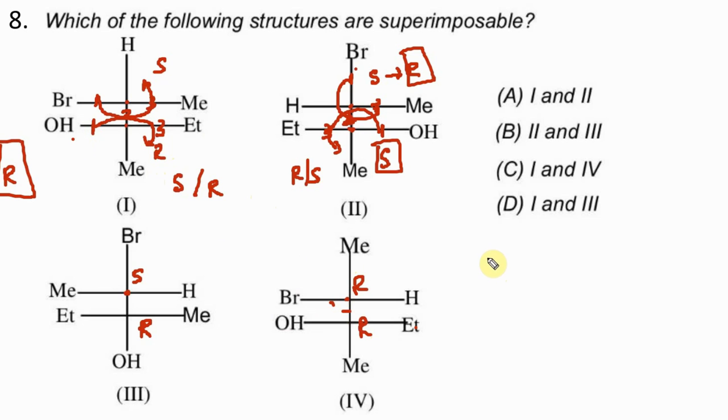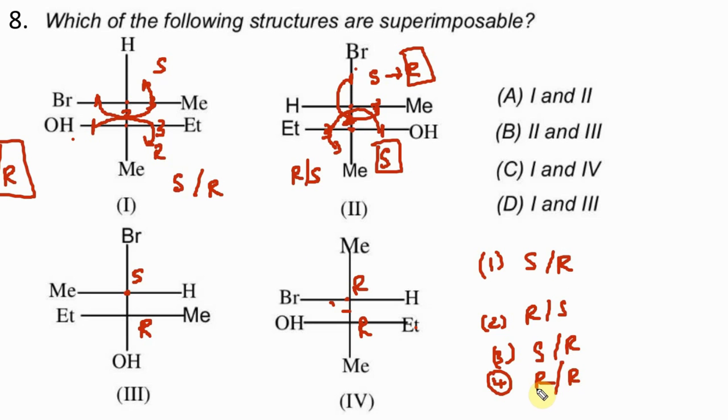So let's put it this way. 1 is SR, 2 is RS, 3 is SR, 4 is RR. Okay, so far okay. Now they are asking you, which of the following are superimposable? Superimposable means... non-superimposable means enantiomers. Superimposable means same compound. Which of them are same compound?